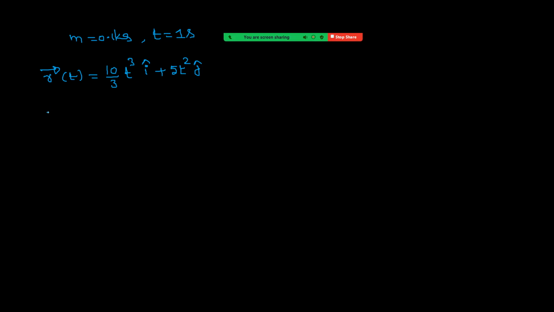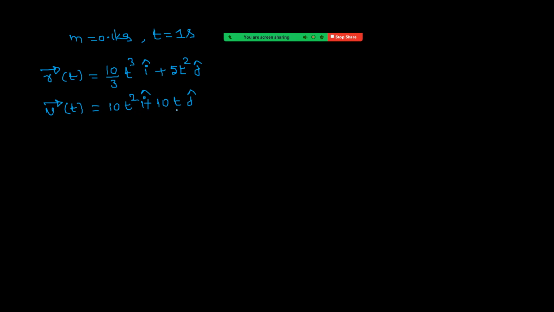Right. Directly we can say velocity vector as a function of time: differentiate this t cube, 3t square, the 3 gets cancelled. 10t square, okay. It is 10t square plus derivative of t square, it is 2t, 2 times 5 is 10. 10t. This is I cap and this is j cap. And asking when t equal to 1 second, right? t equal to 1 second means 10 I cap, 10 j cap.